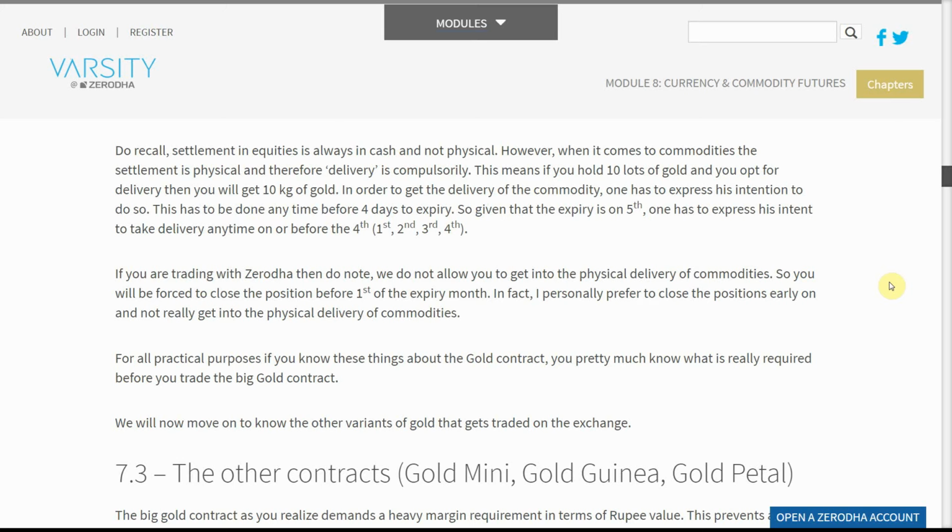If you are trading with Zerodha then do note, we do not allow you to get into the physical delivery of commodities. So you will be forced to close the position before the 1st of the expiry month. In fact, I personally prefer to close the positions early on and not really get into the physical delivery of commodities. For all practical purposes, if you know these things about the gold contract, you pretty much know what is really required before you trade the big gold contract. We will now move on to note the other variants of gold that get traded on the exchange.